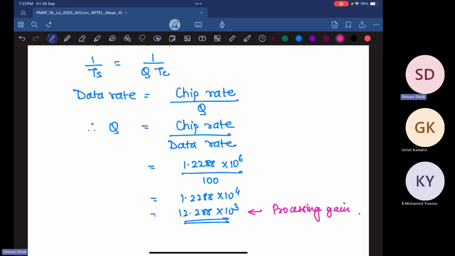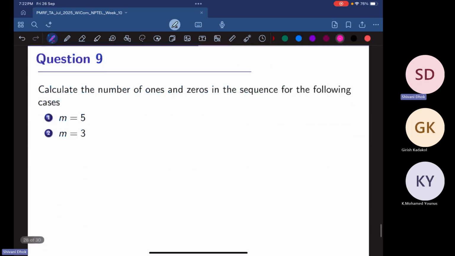Okay. If there are no questions, then let me move on to the next question. The CDMA questions are generally very simple to solve. It all revolves around the same formula or the four properties of your PN sequence that we have already discussed earlier. Now this particular question says: calculate the number of ones and zeros in your M sequence for the following cases, that is when M equal to 5 and when M equal to 3.